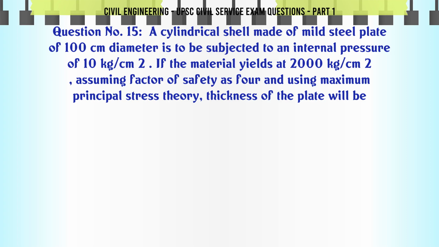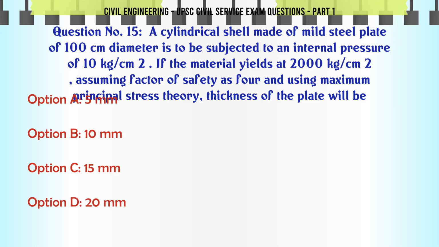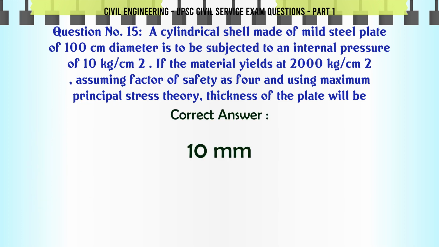A cylindrical shell made of mild steel plate of 100 cm diameter is to be subjected to an internal pressure of 10 kg per centimeter². If the material yields at 2000 kg per centimeter², assuming factor of safety as 4 and using maximum principal stress theory, thickness of the plate will be A 5 mm, B 10 mm, C 15 mm, D 20 mm. The correct answer is 10 mm.